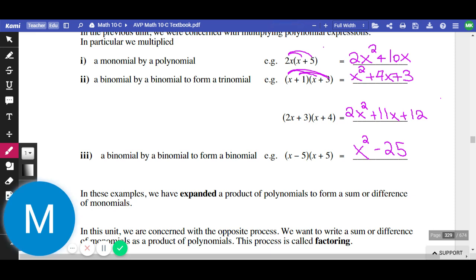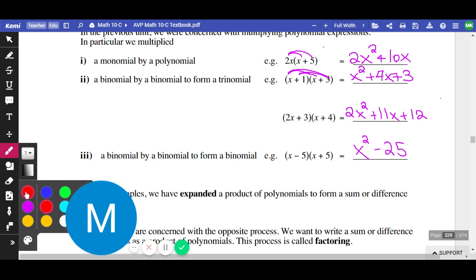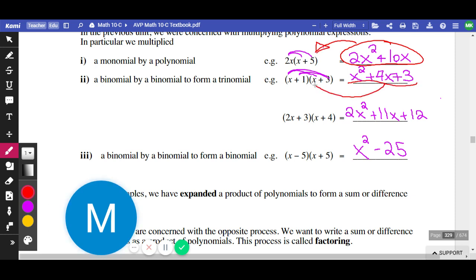Okay, that was expanding or multiplying. Now what we're going to do is we're going to factor, the second half of this unit. What factoring is, I call it unmultiplying. So we're going to go the opposite direction. We're going to be getting questions like this, and we're going to turn it into that. We're going to have trinomials turn into two binomials. And then sometimes we're going to have binomials and turn it into two other binomials. It's called factoring. We're just going to unmultiply things.